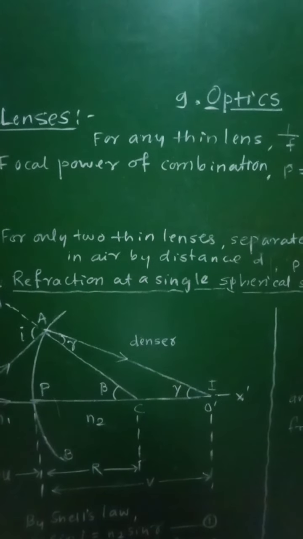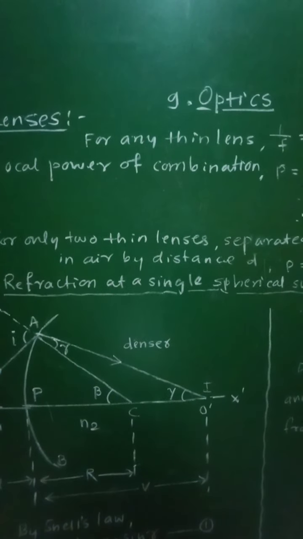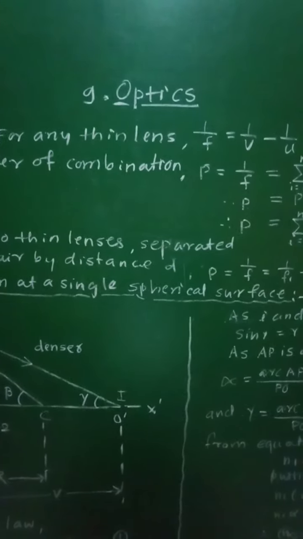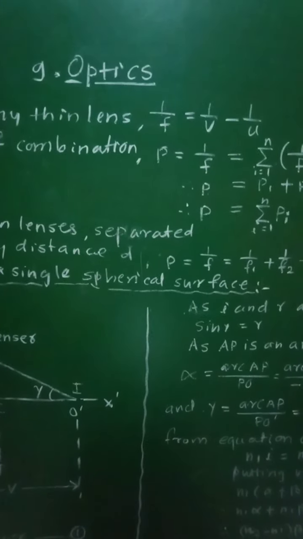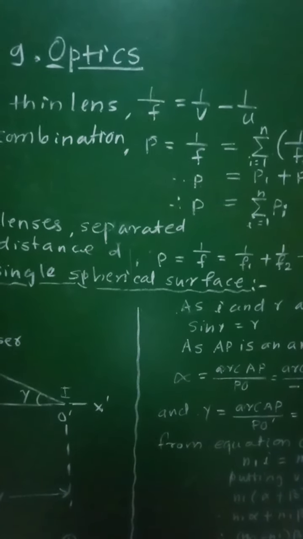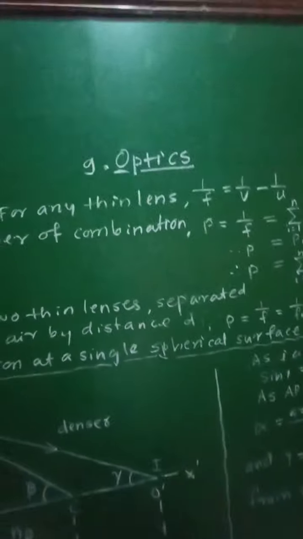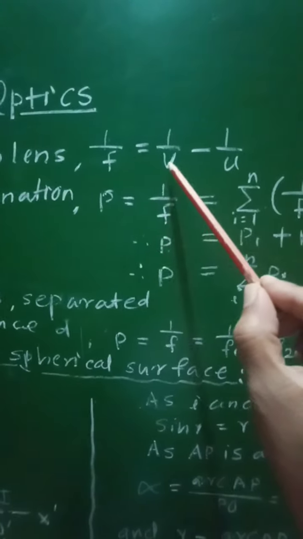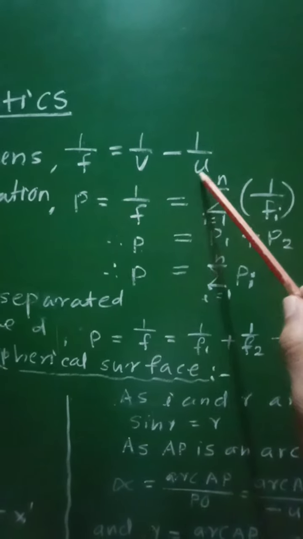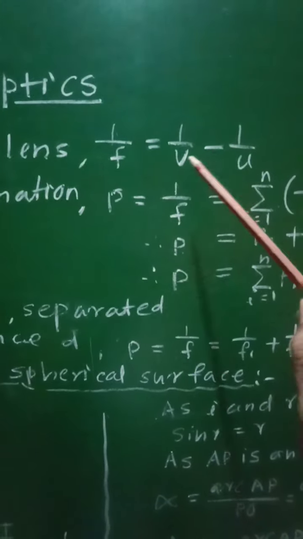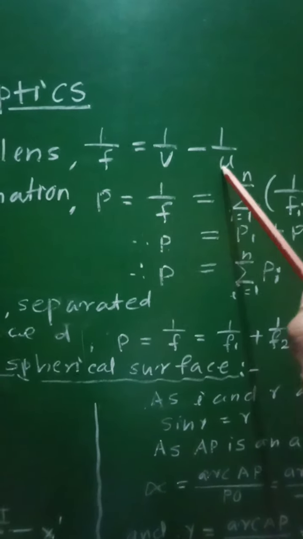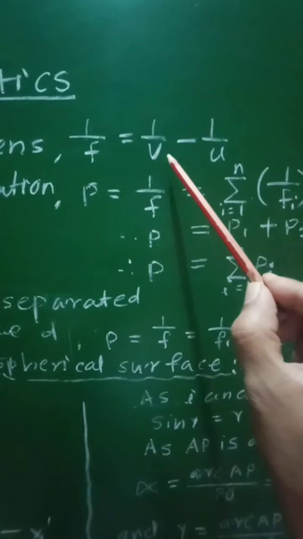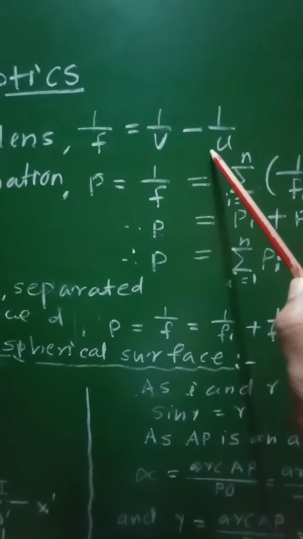Similarly, there are some other types of lenses such as plano-convex lens, plano-concave lens, concave convex lens, as well as convex concave lens. Now, for any thin lens, 1 upon f is equal to 1 by v minus 1 by u. This formula gives us the relation between object distance, image distance and the focal length of the lens, that is 1 by f equal to 1 by v minus 1 by u.